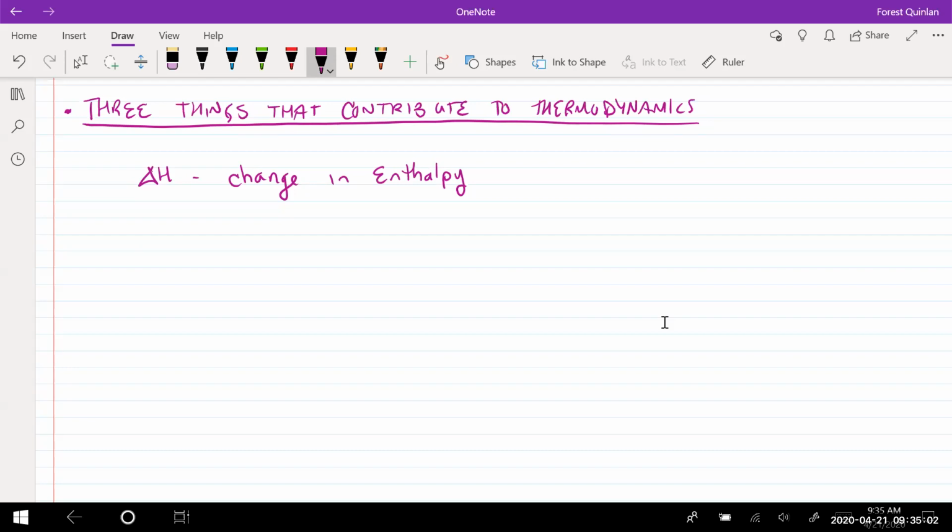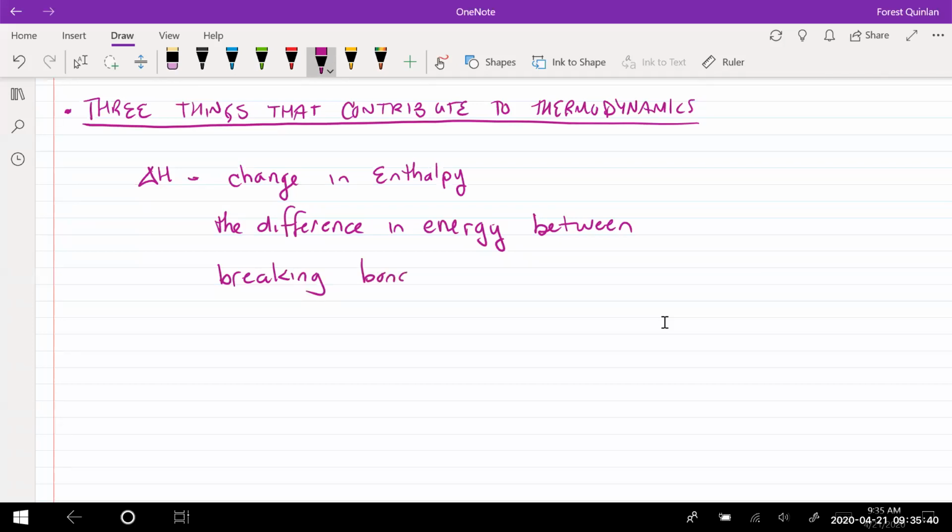Now, the enthalpy is just a way of talking about, specifically in a chemical reaction, the difference between the energy it took to break the bonds and the energy that we get out when they reform. So this is the difference in energy between breaking bonds and forming bonds.